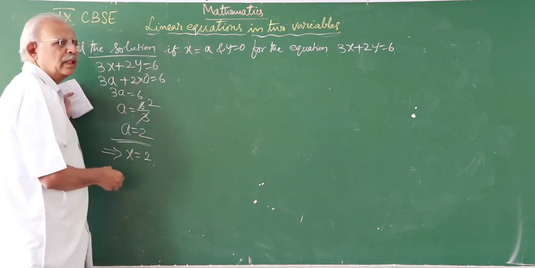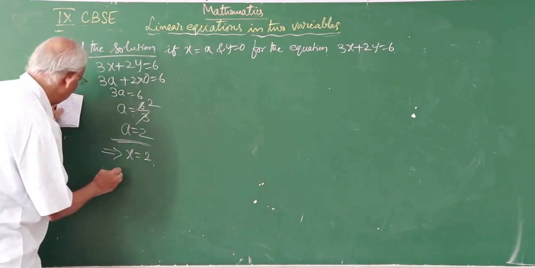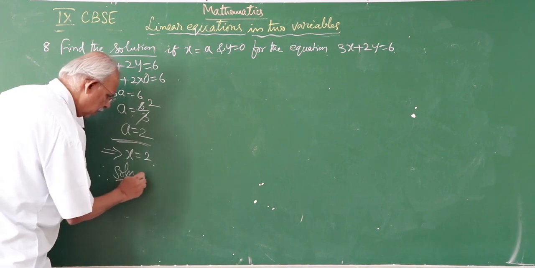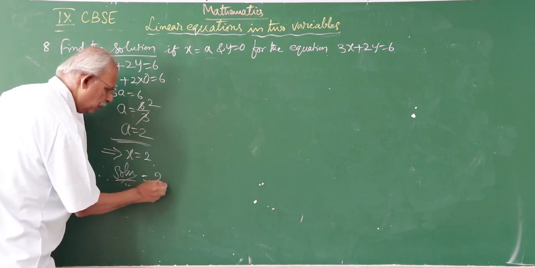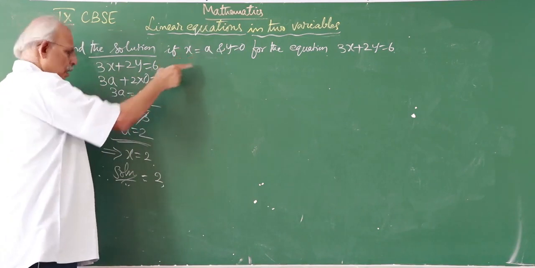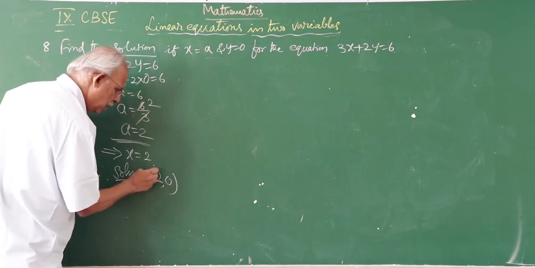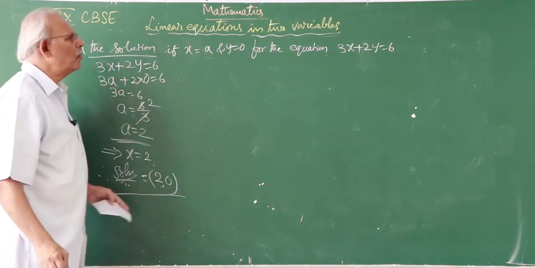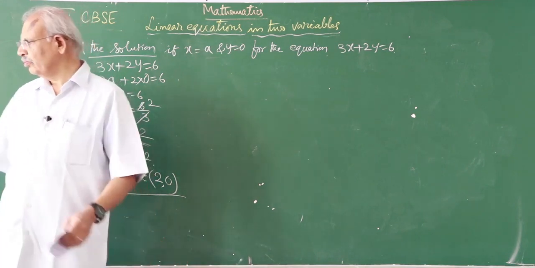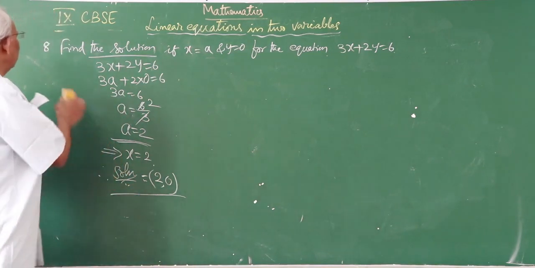What about the value of y? Y is 0. Therefore, the solution equals x value 2, because a equals 2 and a is equal to x, so x is equal to 2. And what is the value of y? 0. So this is the solution. 2 comma 0 is the solution. Now look here, next one.